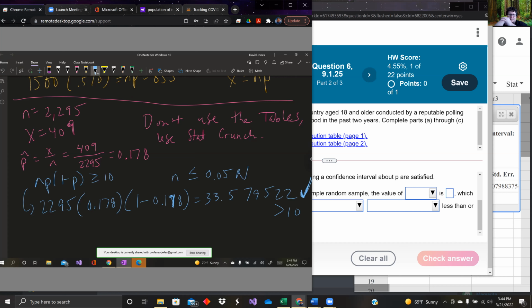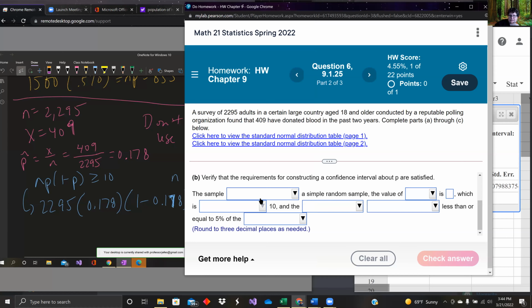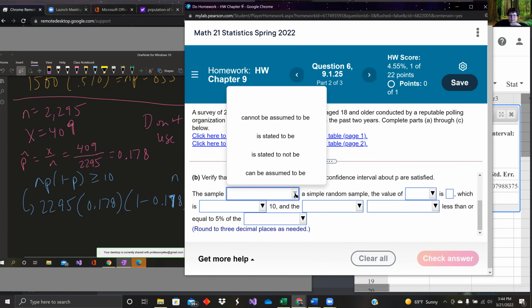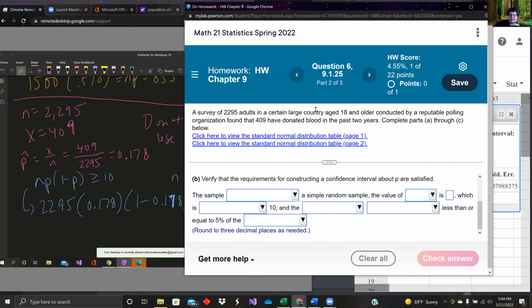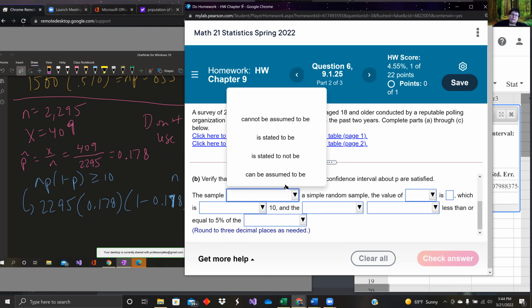Now let's take a look and see how they want us to enter that. The sample, is it stated to be a simple random sample? It doesn't state it, but it's conducted by a reputable polling organization. And if they're reputable, we have to assume they did a simple random sample. So I think we can assume that.